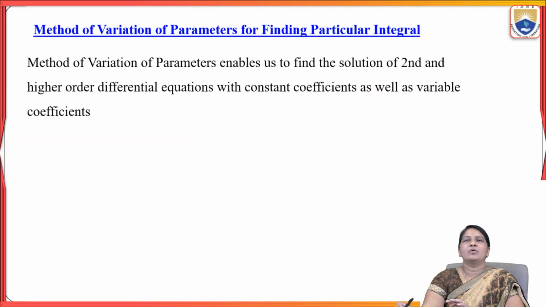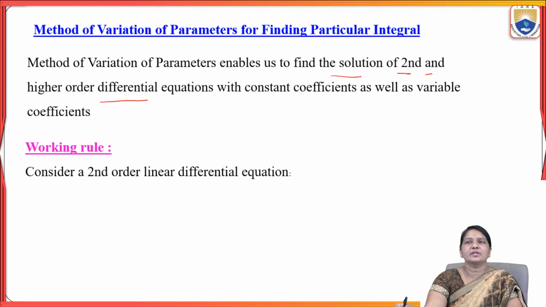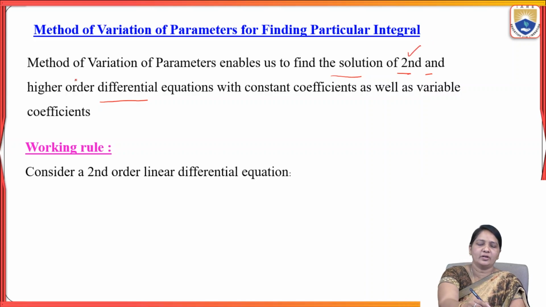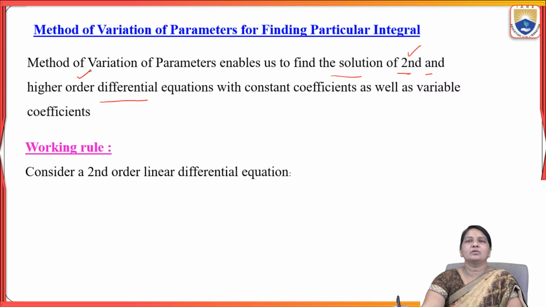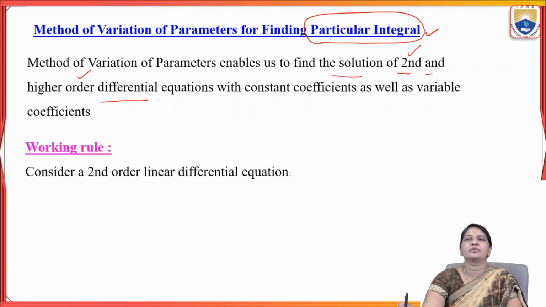So first of all, what is the method of variation of parameters for finding particular integral? We are going to see here. The method of variation of parameters enables us to find the solution of second and higher order differential equations with constant coefficients as well as variable coefficients. Here we can solve second order equations and higher order equations by using the method of variation of parameters. So in this method, particularly, we are going to find the particular integral.